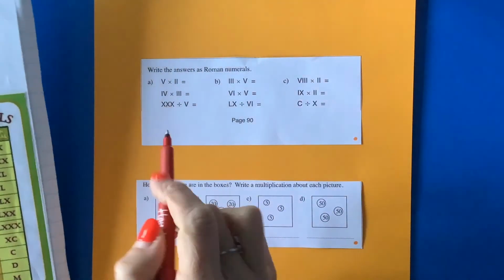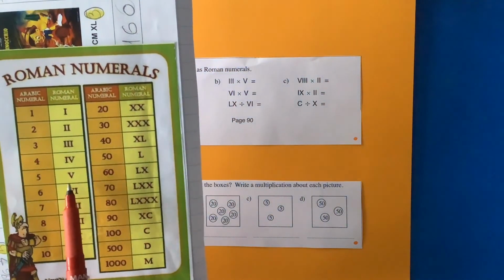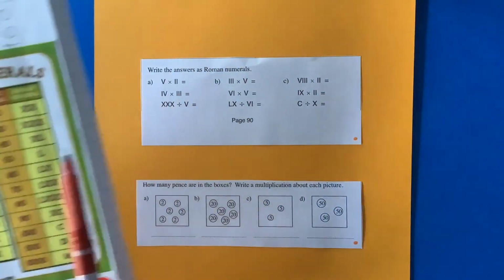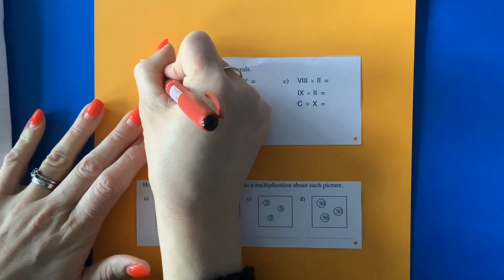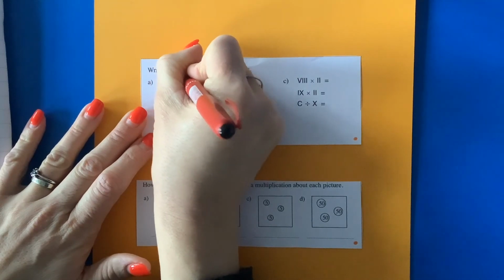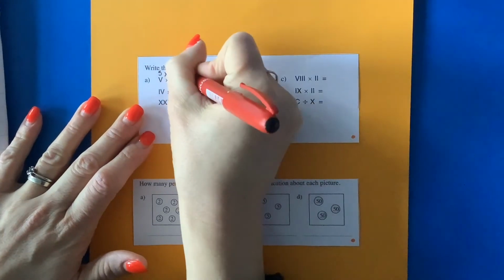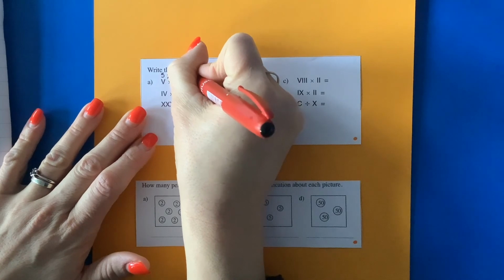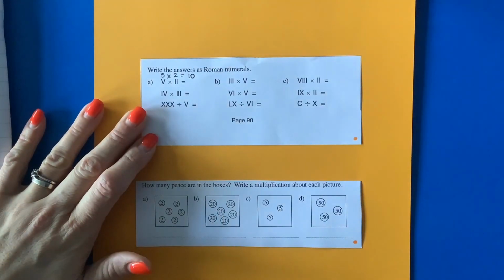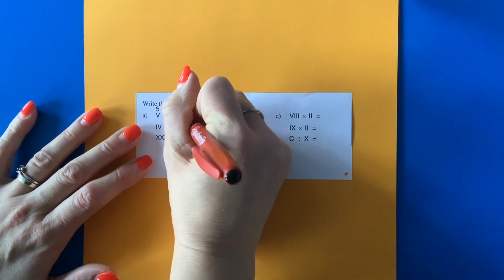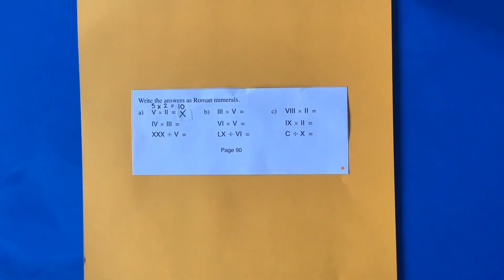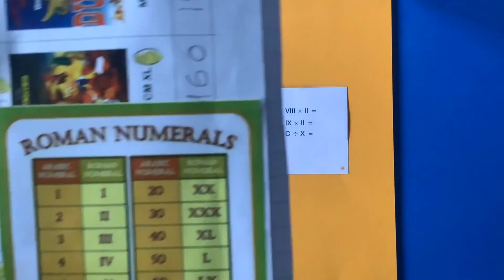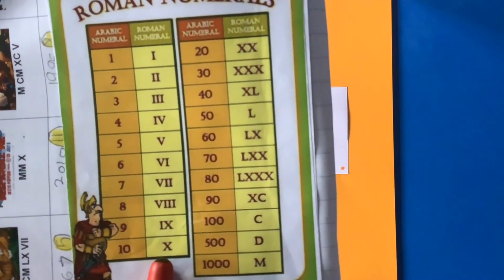But if I remember that V means 5 and I means 2, then actually what I'm doing is 5 multiplied by 2. 5 add 5, 2 lots of 5 is 10. So my answer is X. And if I'm not sure what the Roman numeral is, I can look back at my sheet to check.